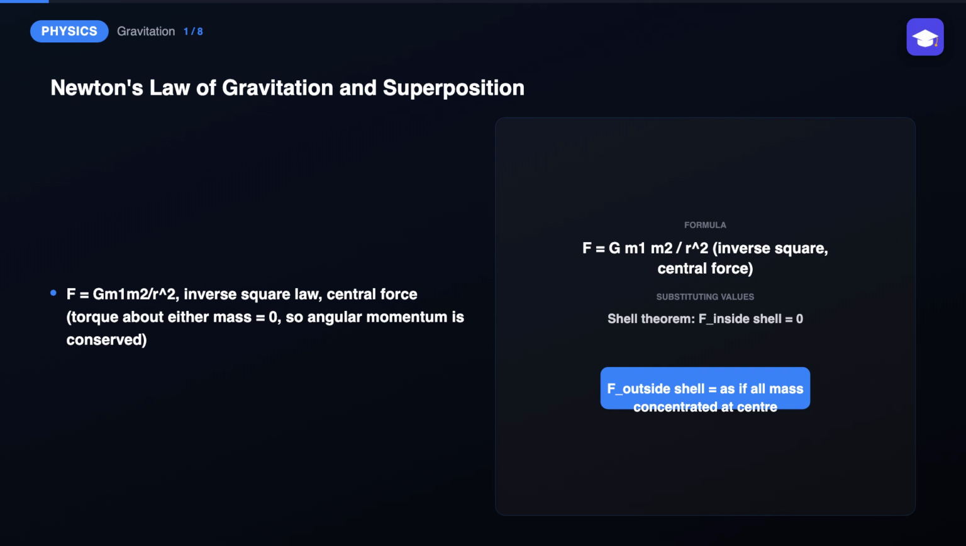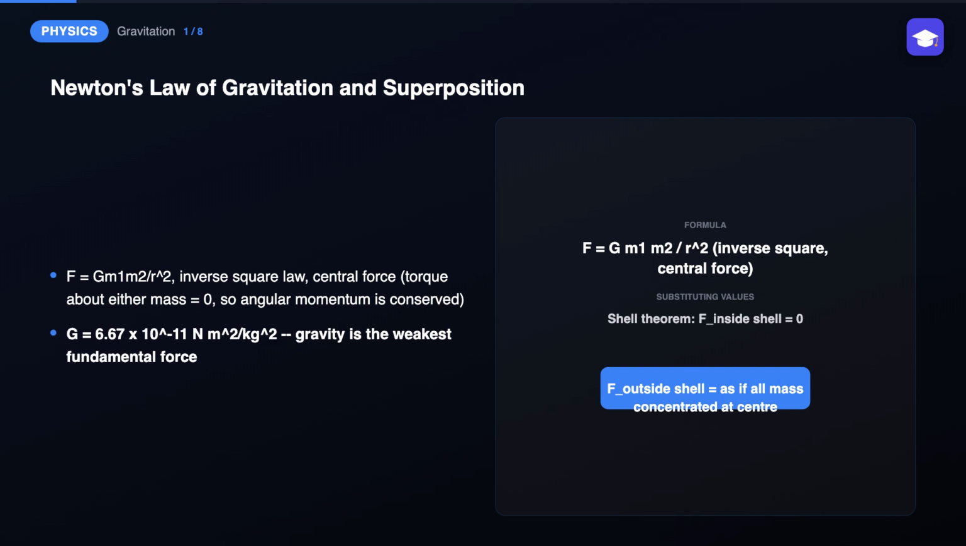Let's begin. Newton's law of gravitation states that every point mass attracts every other point mass, with a force directed along the line joining them, with magnitude equal to G times m1 times m2 divided by r squared, where G is the universal gravitational constant, 6.67 times 10 to the minus 11 Newton meter squared per kilogram squared, an extraordinarily small number. That's exactly why gravity is by far the weakest of the four fundamental forces, and why you don't feel yourself gravitationally attracted to nearby objects in daily life.